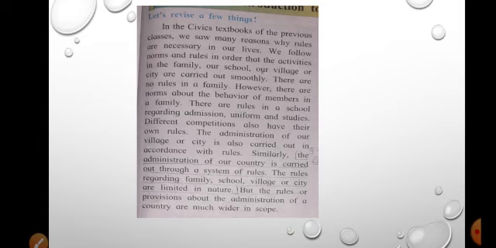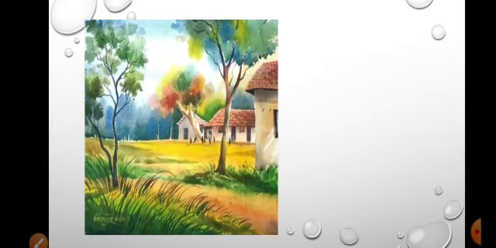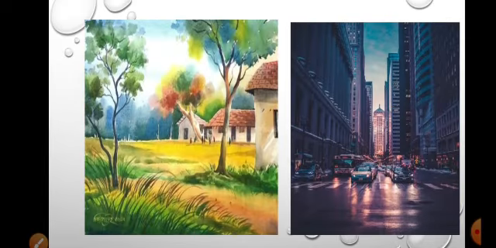Norms also means rules, for the activities in a family. In a family, written rules are not there, we are not writing a rule chart in the house, but indirectly many rules are there. Those are the rules we are following in the family. In the same way, there are many rules in the school also, and the village and city are carried out smoothly. Let's see, this is an image of a village and this is an image of a city. We need many rules for the administration of our village and city, so that it is carried out smoothly.